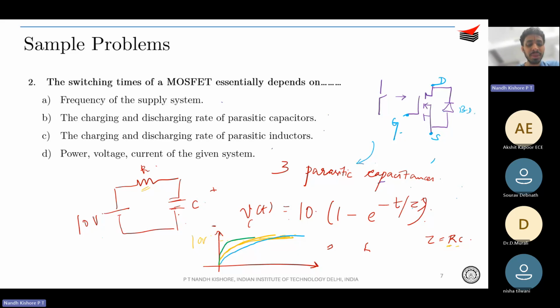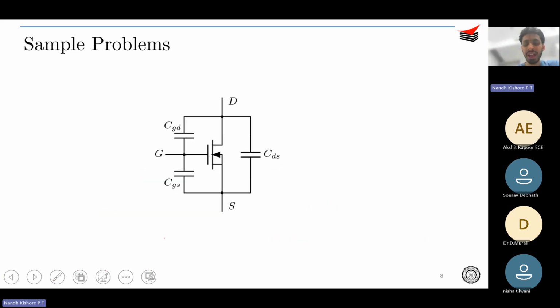So you understand that essentially, if you see the internal structure of the device, right? So the device would be composed of 3 parasitic capacitances, as we mentioned, that is CGS, CGD, and CDS across the gate source, gate drain, and drain source. Okay. So when you tell that you are turning on and turning off the MOSFET, you are actually charging and discharging these capacitances.